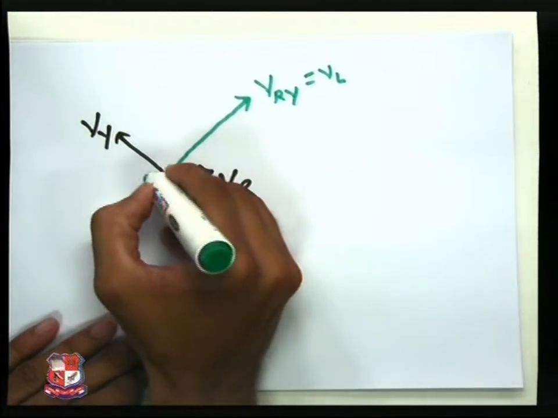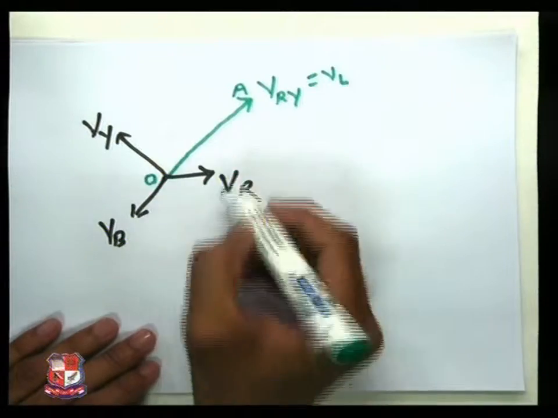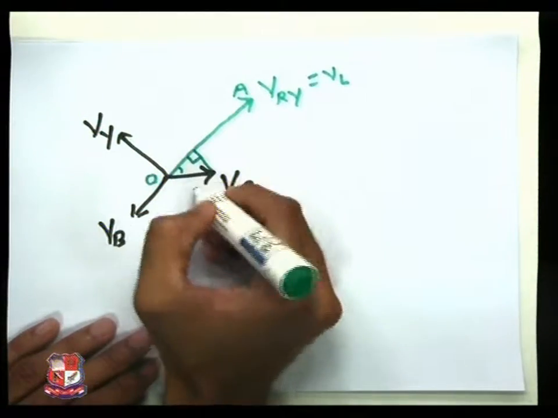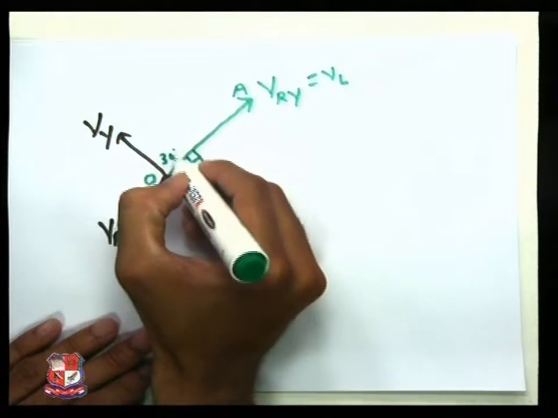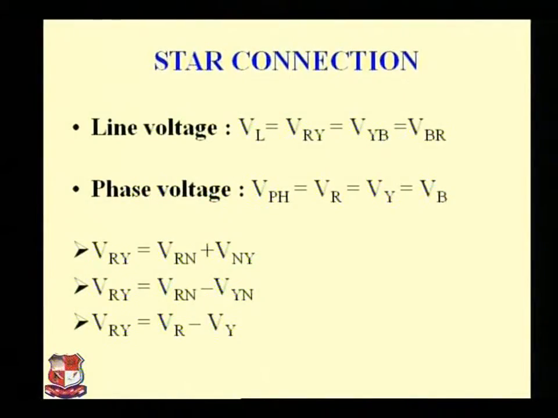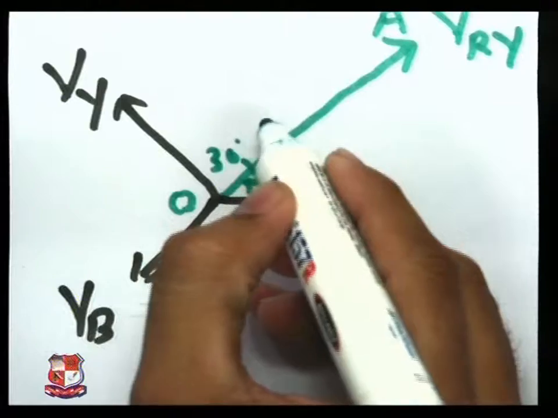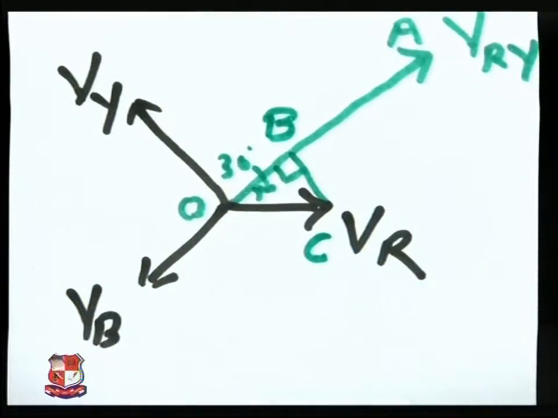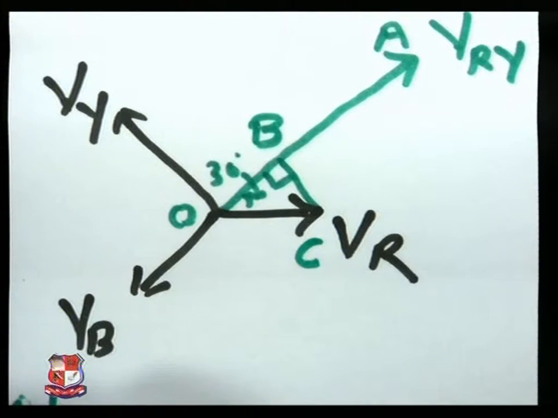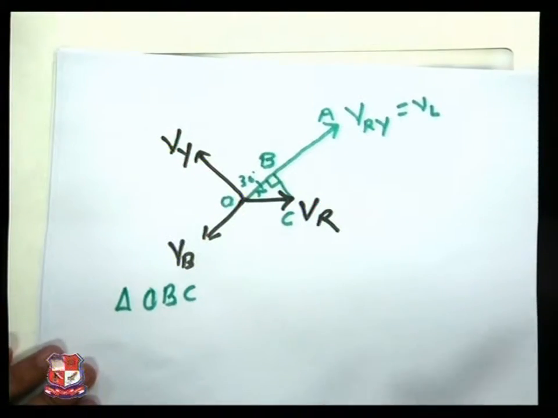So this is represented by the vector OA. Now if I take one perpendicular from this point, it is a 90 degree perpendicular, and this angle is 30 degrees. This angle is 30 degrees. You can see that this angle is 30 degrees. So now this point is B and this point is C. So the perpendicular is 90 degrees, and here we get one triangle OBC.